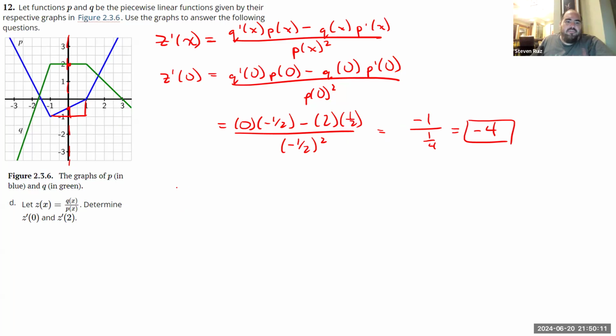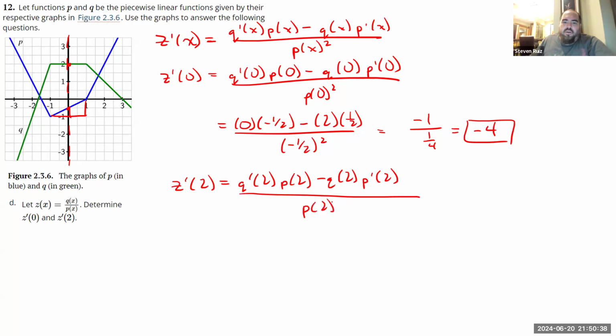So now let's look at z prime of 2. We can kind of fast forward a little bit. We've already dealt with the general quotient rule here. So z prime of 2 is equal to q prime of 2 times p of 2 minus q of 2 times p prime of 2 all over p of 2 squared. So we no longer care about what's happening at the y-axis. Now we care about what's happening at this vertical line, x equals 2.